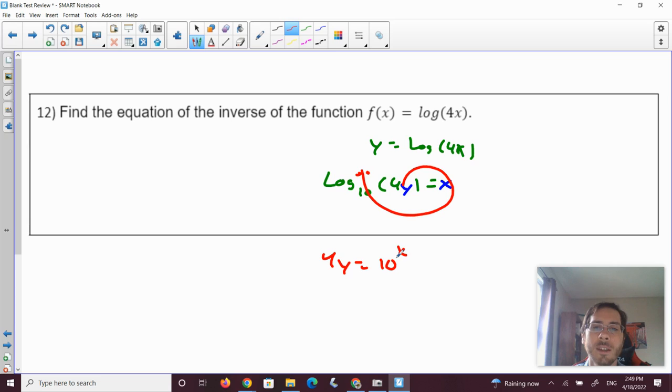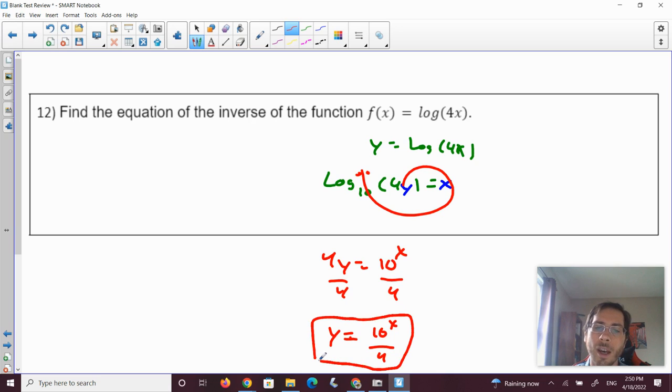4y equals 10 to the x. And so this 10 to the x is going to be the part that most people are going to mix up because there's no base 10 here, even though it's implied. And now this time we're dividing by 4 afterwards because the 4 was inside instead of outside the parentheses. So y equals 10 to the x over 4. And that's the answer. So it's not going to be 2.5 to the x.